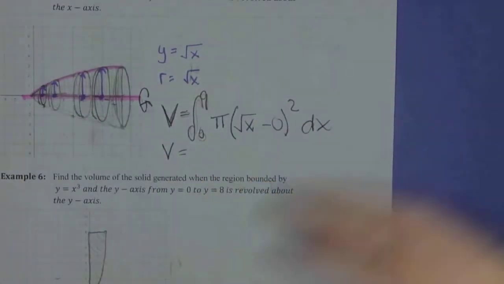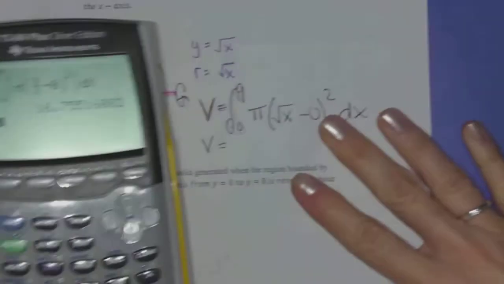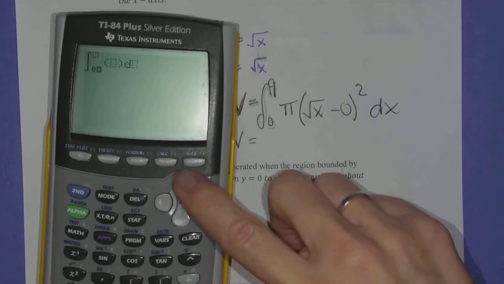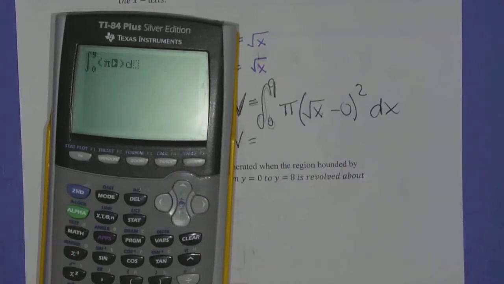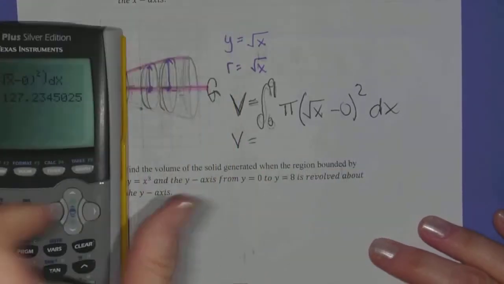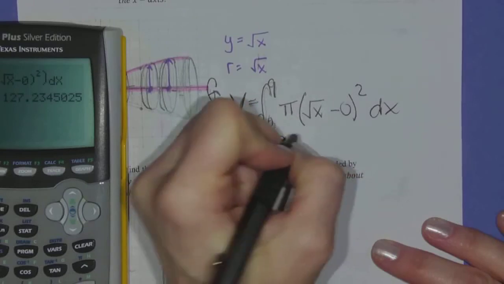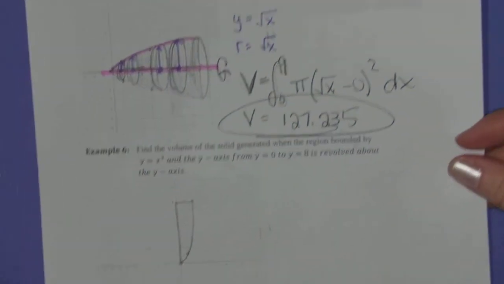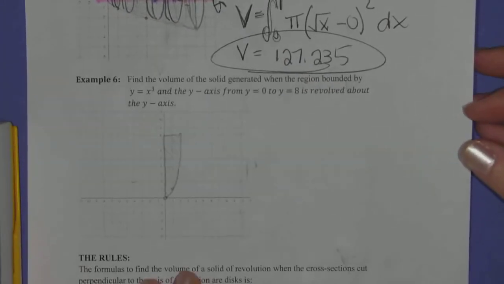So the final answer, you put in your calculator. Math 9, 0 to 9. We got a pi, parentheses, root x minus 0 squared dx. 127.235. Okay, told you this would go faster. Now that you understand it, let's go to the next one, the final example.